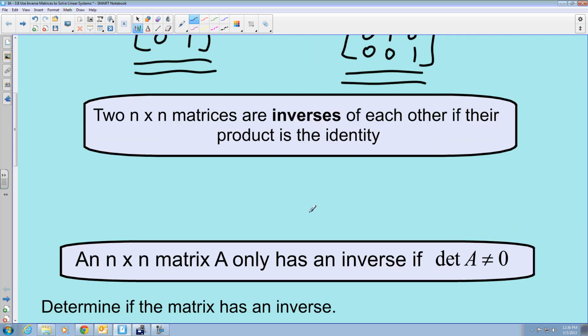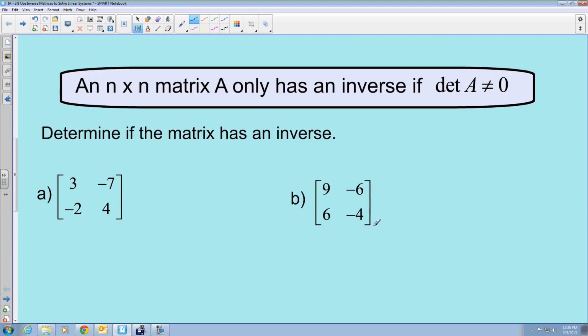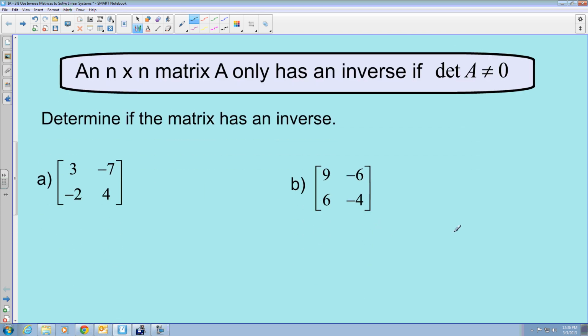One rule that we have to make sure of is that if an n by n matrix has an inverse, then the determinant cannot equal 0. If it does equal 0, that means it doesn't have an inverse. So first thing we have to do is determine if these matrix examples have inverses. The only way to do that is by finding the determinant.